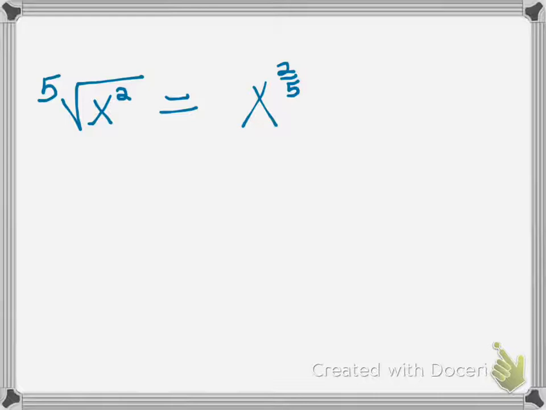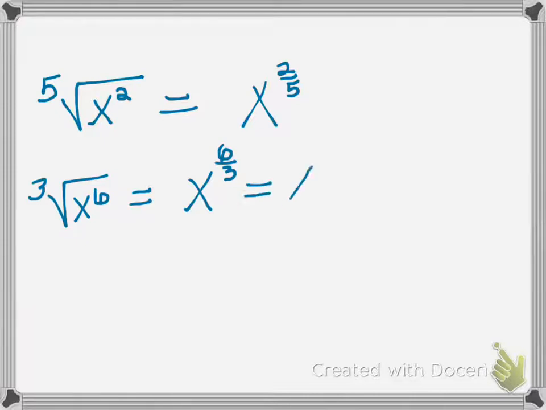And let's say I had something like, let's see, the 3rd root of x to the 6th power. So the power is on the top, so that's a 6, and the root is the 3. So that would be x to the 6/3, which then reduces to x squared. That's actually going to give us some information about how we can simplify radicals later on. So if the power is divisible by the root, then it's actually a perfect root. So that would be like a perfect cube root.